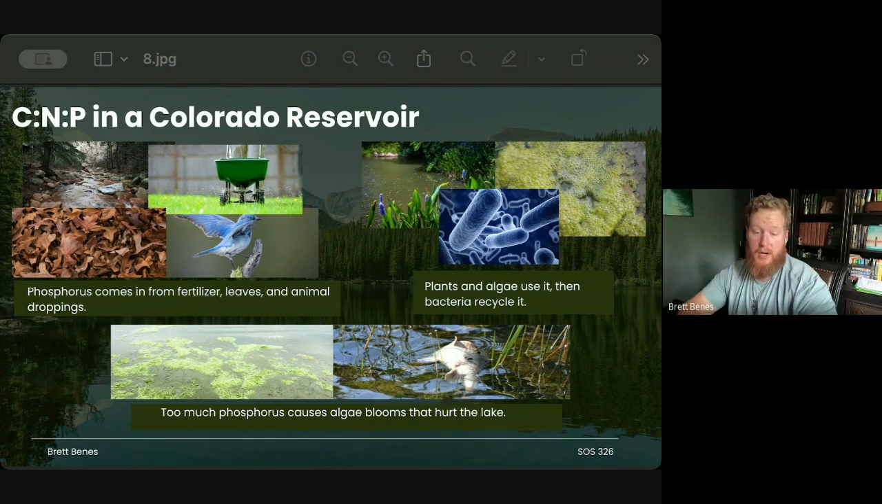Dead leaves have a lot of carbon, but not much phosphorus. Therefore, it's a high carbon to phosphorus ratio. And then bacteria need a little bit more of a balance so they can grow and recycle the nutrients.